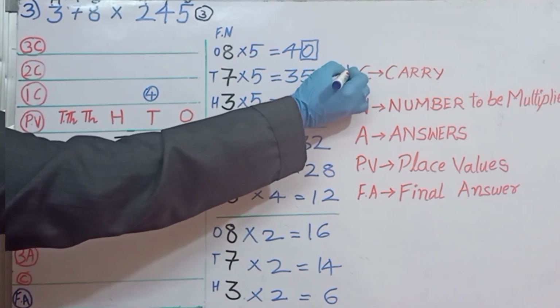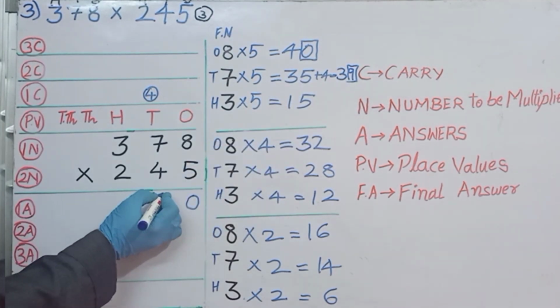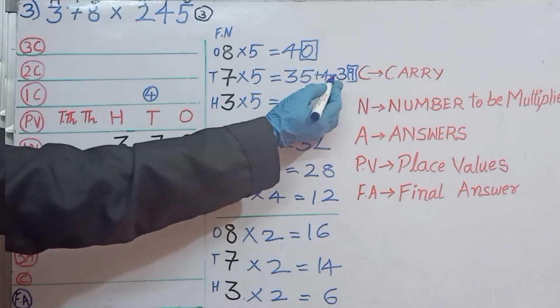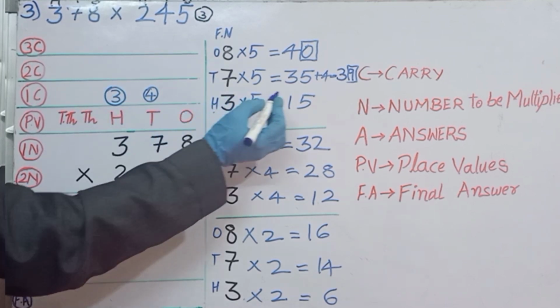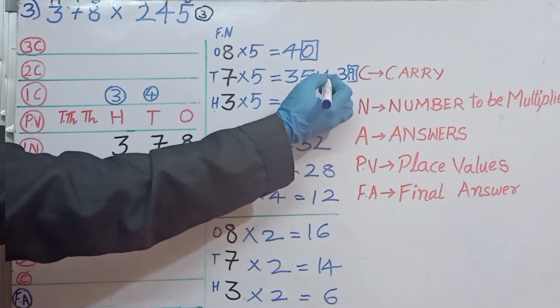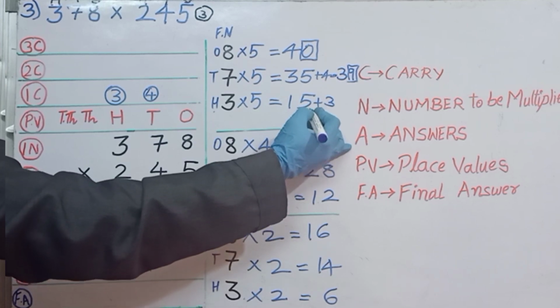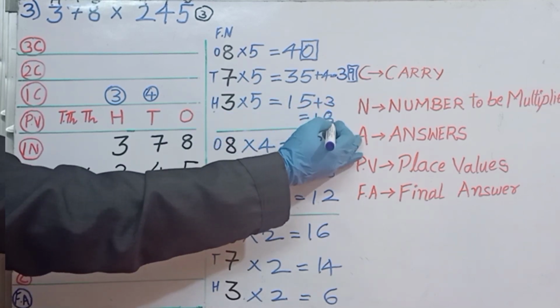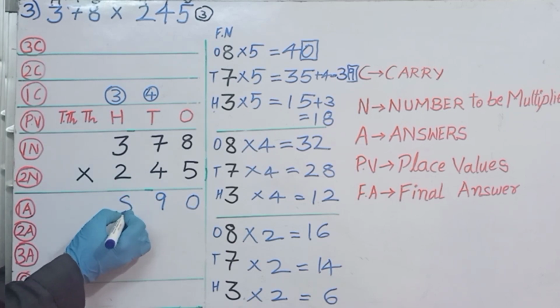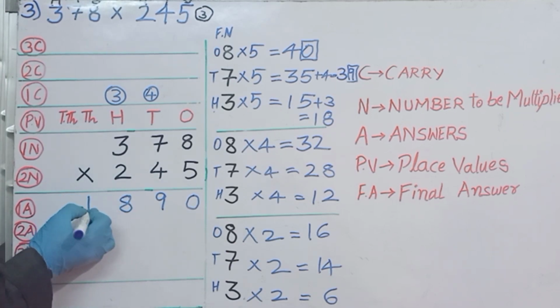So in this, 9 is in ones place. We'll write 9 here and the 3 will go as a carry to hundreds place. So this 3 will add over here. 15 plus 3 is 18. So no numbers here below, we'll copy the number 18 as it is here.